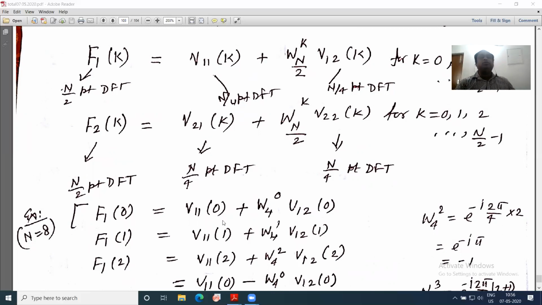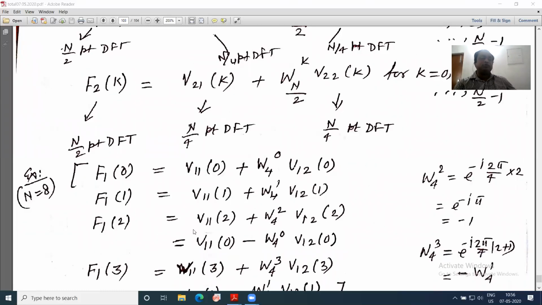So f1 of 0 is v11 of 0 plus W4^0 v12 of 0, N equal to 8. Then f1 of 1 is equal to v11 of 1 plus W4^1 v12 of 1. Then f1 of 2 is v11 of 2 plus W4^2 v12 of 2. Now v12 of 2 is again v11 of 0 because it is periodic with period 2. And W4^2, if you look at it, is minus 1. So I am writing minus W4^0, with W4^0 equal to 1. Agreed? Good.